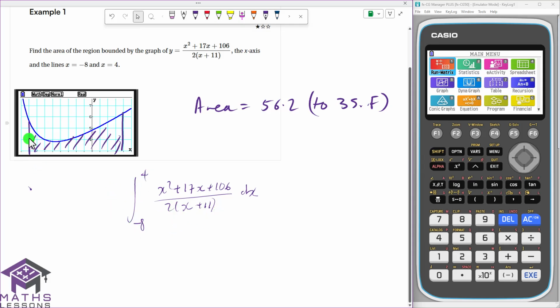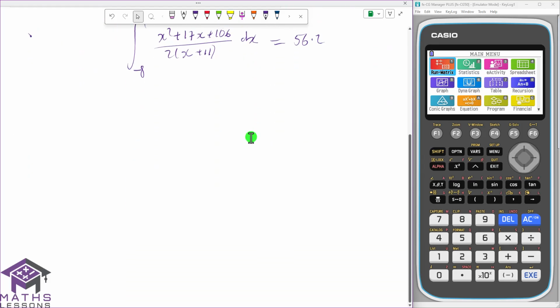And it will find the area between the curve and the x-axis between the two limits we put here, i.e. the lines x equals -8 and x equals 4. And that obviously came out to 56.6. Now, there's a word of warning when using the calculator to find this. Okay, we're going to now look at a different question.